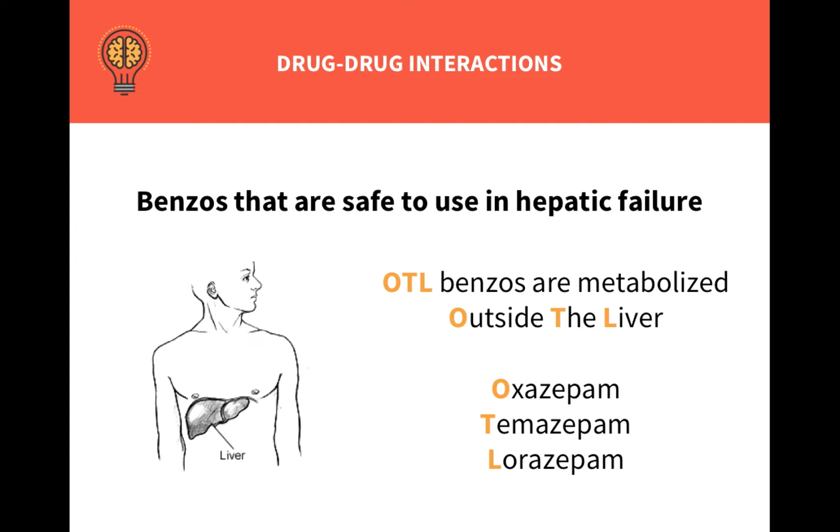However, this mnemonic isn't exactly accurate, as oxazepam, temazepam, and lorazepam are all metabolized in the liver. The difference is that they are metabolized by conjugation, meaning that they don't have active metabolites. This means that their half-lives are the same as always, even in advanced liver disease. So if you're going to use the outside-the-liver mnemonic, and it is very handy, please also remember that on a scientific level it's not 100% accurate.